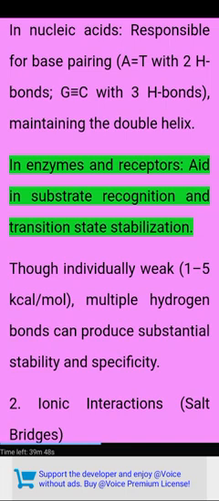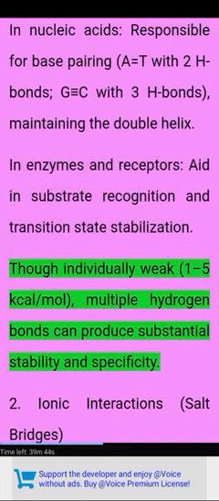In enzymes and receptors, hydrogen bonds aid in substrate recognition and transition state stabilization. Though individually weak, 1-5 kilocalories per mole, multiple hydrogen bonds can produce substantial stability and specificity.